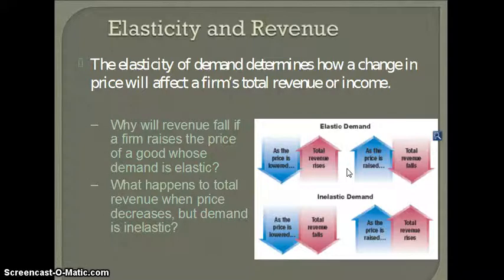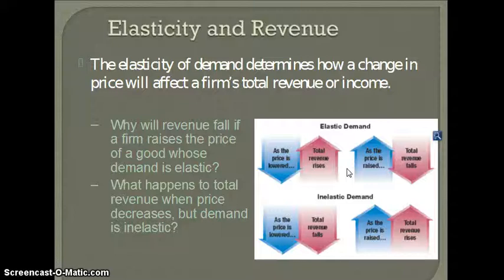A couple of questions for you to look at here. These are questions about the chart on the slide. Why will revenue fall if a firm raises the price of a good whose demand is elastic? Revenue is going to fall if the demand is elastic because people aren't going to buy it when the price goes up. That's the whole reason it's elastic.